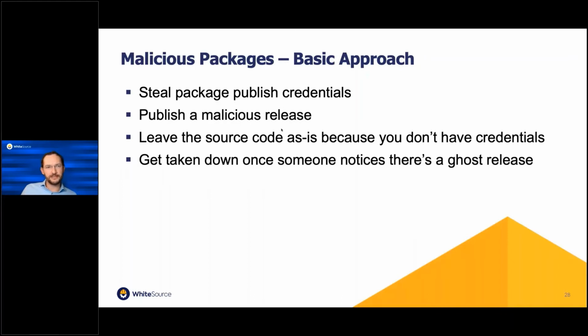So if you look at the basic, well, sorry, I should say this. I'm just kind of doing a mock here of how someone will attack you. The basic approach is you would steal somebody's credentials and publish a malicious release. But you wouldn't be able to actually change the source code because you don't have the GitHub credentials as well. We've seen this a lot. Generally what happens is people will notice that there's a release on NPM or on RubyGems or Maven Central, and that there's no release, no tag on GitHub, and then they'll look into why, and that's how people generally accidentally discover it. So this type of attack is very basic, and it gets taken down pretty quickly.